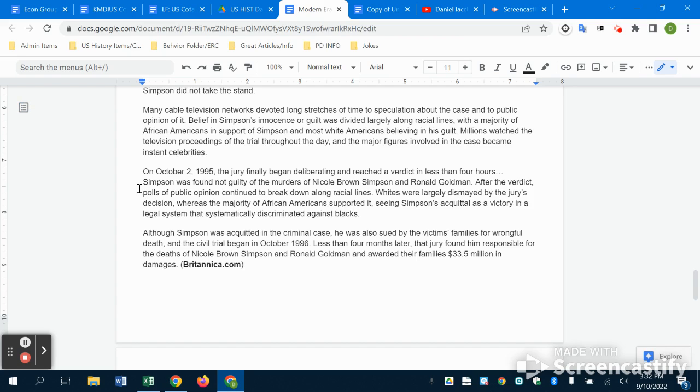After the verdict, polls of public opinion continued to break down along racial lines. Whites were largely dismayed by the jury's decision, or upset by it, whereas the majority of African Americans supported it, seeing Simpson's acquittal as a victory in a legal system that systematically discriminated against blacks.